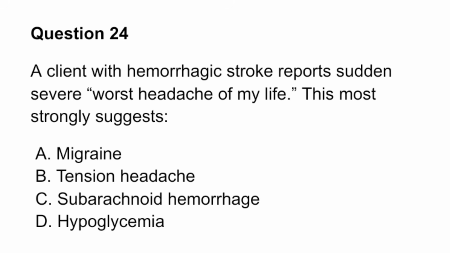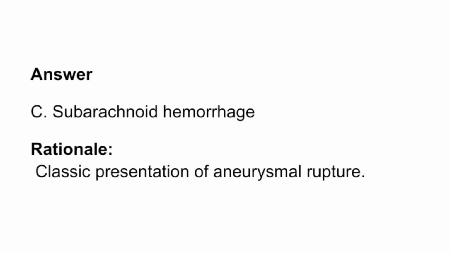Question 24. A client with hemorrhagic stroke reports a sudden severe "worst headache of my life." This most strongly suggests: A. Migraine, B. Tension headache, C. Subarachnoid hemorrhage, D. Hypoglycemia. Answer: C. Subarachnoid hemorrhage. Rationale: classic presentation of aneurysmal rupture.